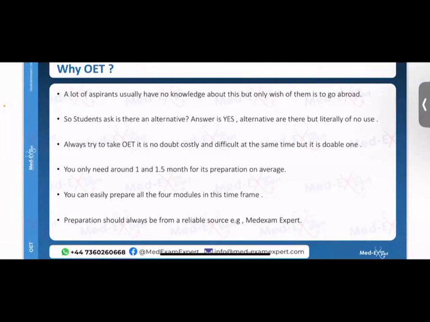So a student asks, is there any alternative? And the answer is yes, but still I must say that alternatives are there, but literally of no use. Before starting the webinar, there was a girl named Sidra, and she was saying that she has failed her IELTS many times. And the thing is, OET is comparatively easier than IELTS. So I think it's better to take the OET exam with good preparation rather than investing your money again and again on IELTS. So always try to take OET. It is no doubt costly and difficult at the same time, but it is doable.